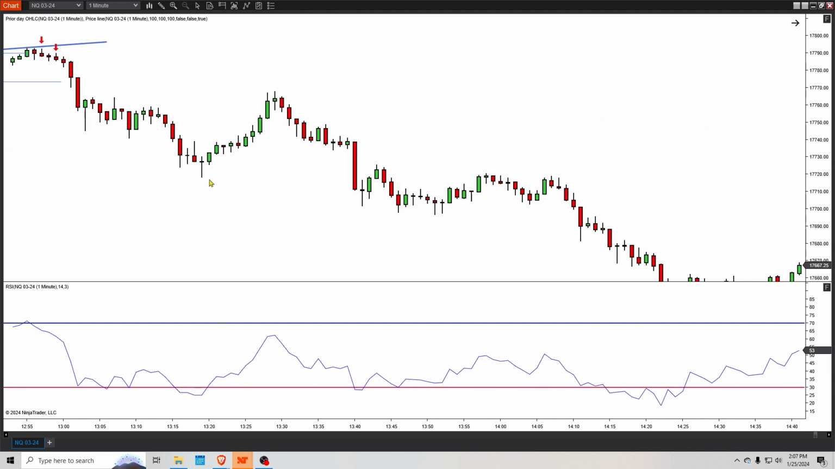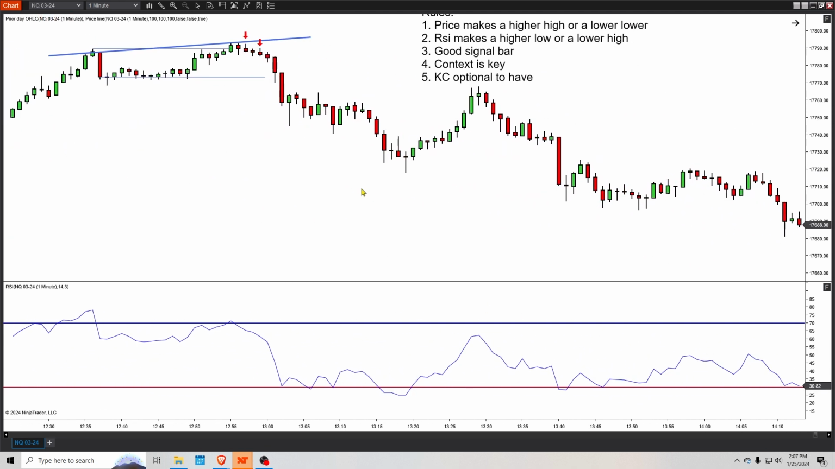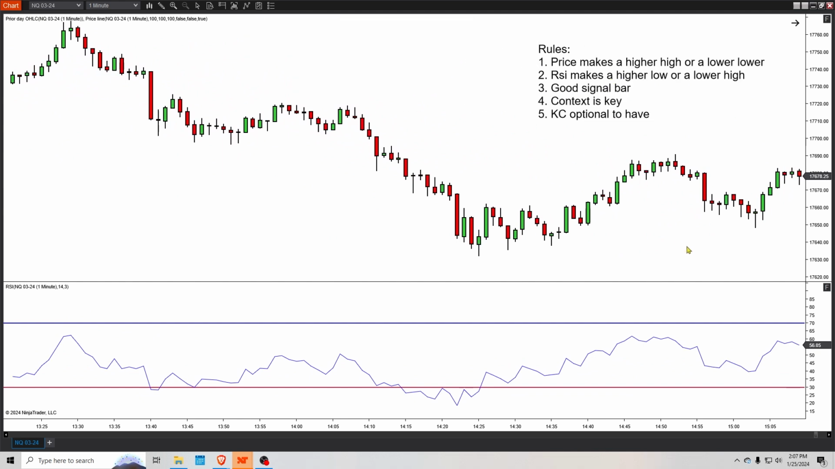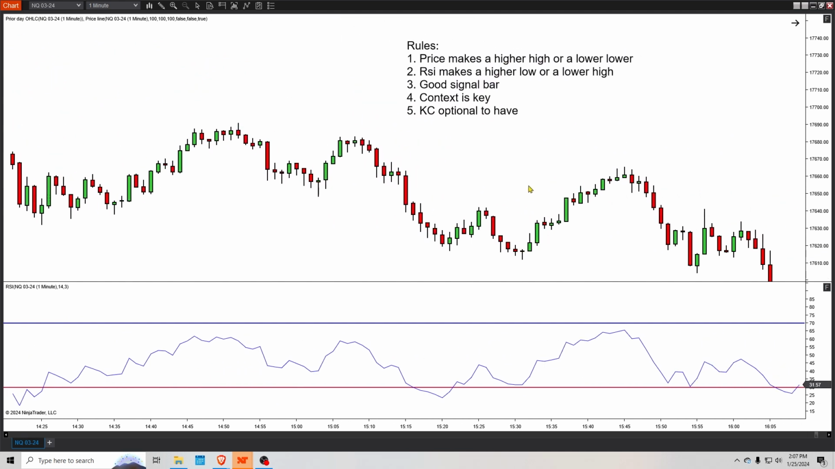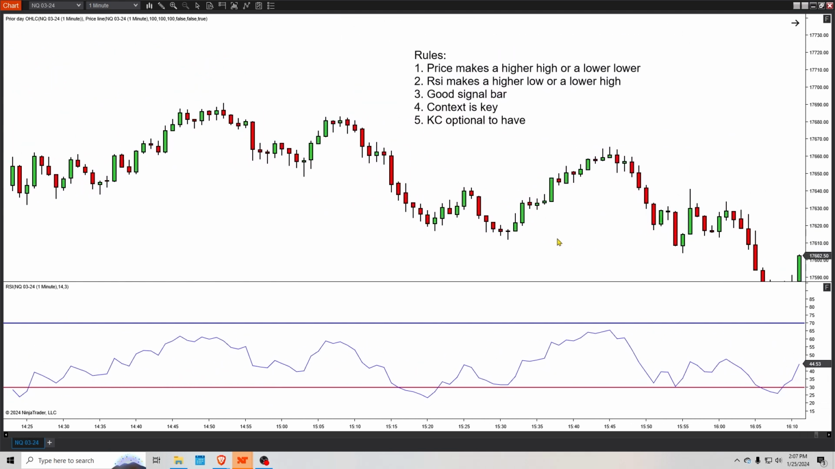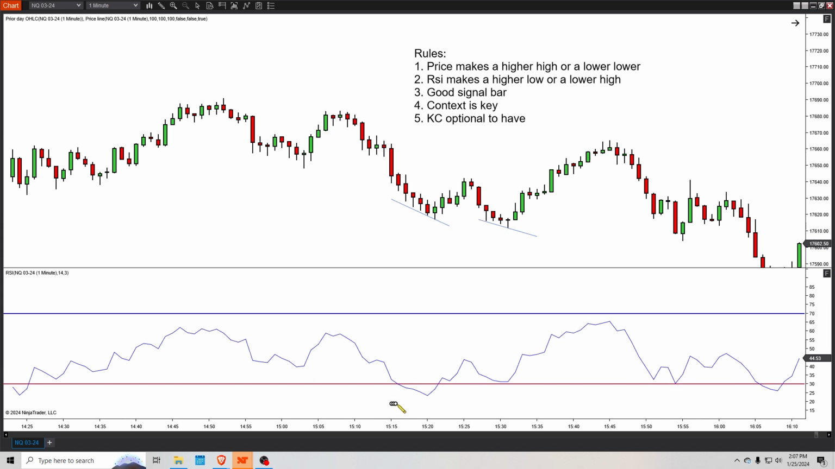So let me bring our rules back. Go back here. So we need price to make a higher high or lower low. Well, we have price making a lower low. So that's the first criteria. The RSI needs to make a higher low or lower high. Okay, well, here's a low right here, and it makes a lower high. So now our price has been met, our strategy is being met.